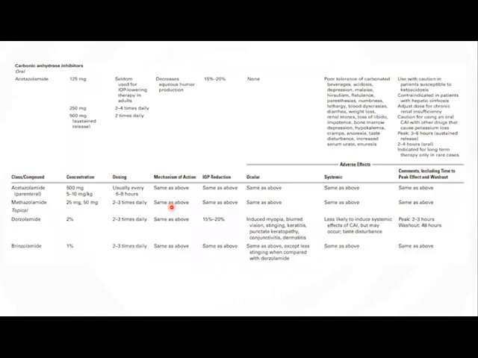Here we can see acetazolamide 125 milligram, 250 milligram, and 500 milligram sustained release, and parenteral 500 milligram, that's according to the weight, 5 to 10 milligram per kilogram. Methazolamide is 25 milligram and 50 milligram. And topical: dorzolamide is 2% and brinzolamide is 1%.